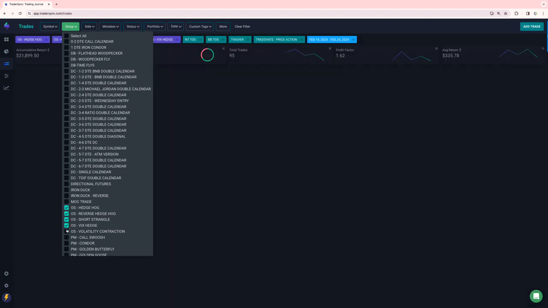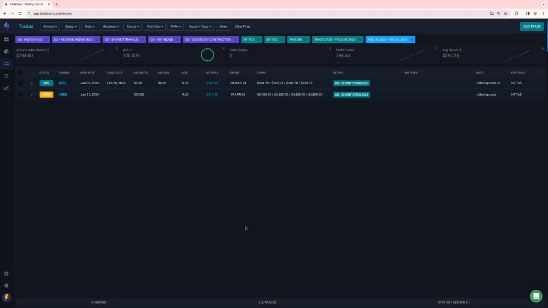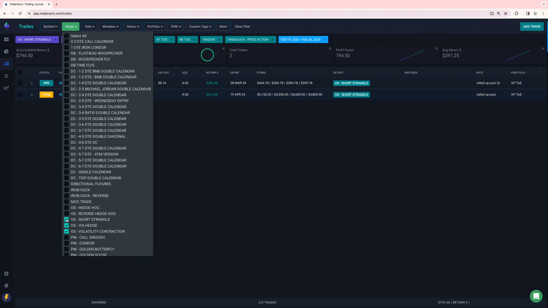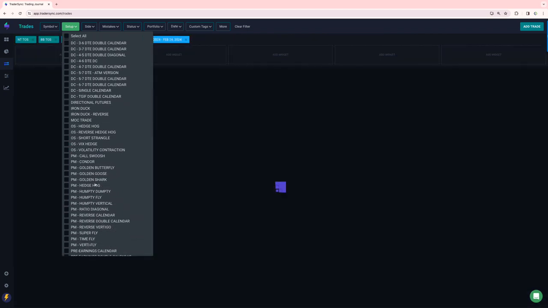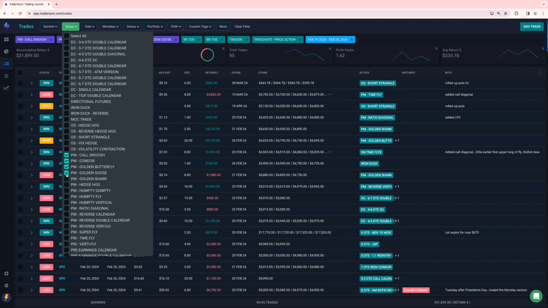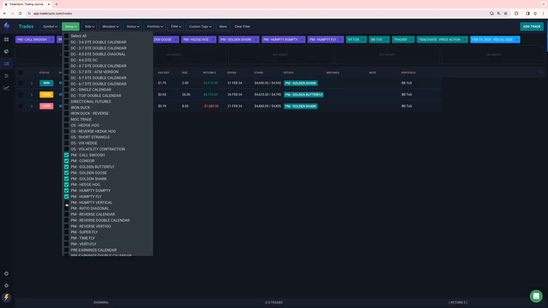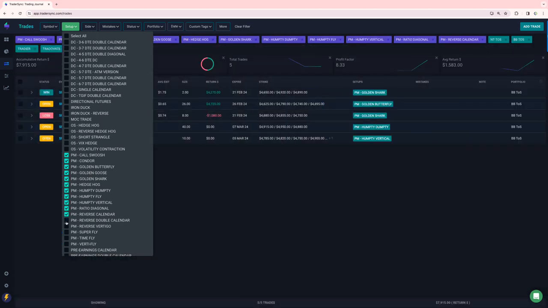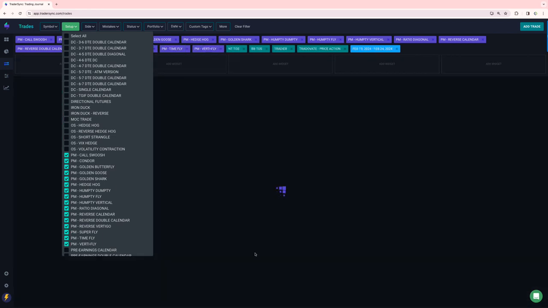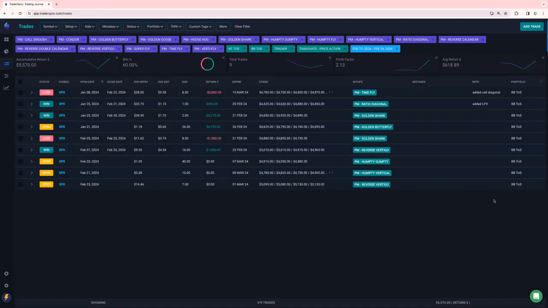Option selling. One win in QQQ. MES, that's just a roll. And then lastly, portfolio margin trades. Green week for some closing trades on PM. Minus 3,800 on this time fly, 455 positive on the ratio diagonal, plus 4,200 on this golden shark.